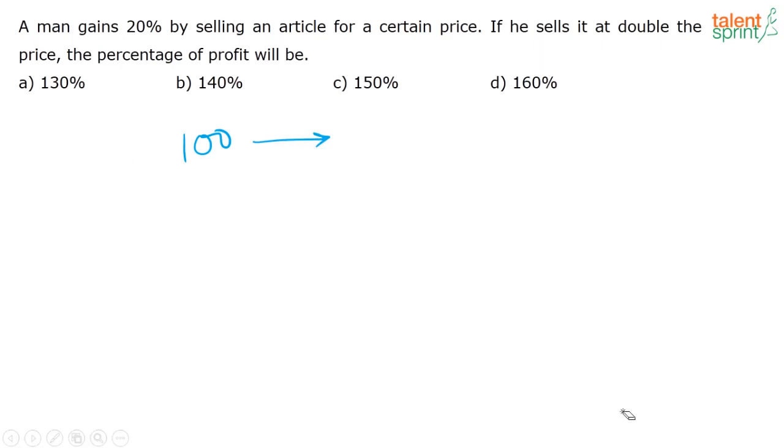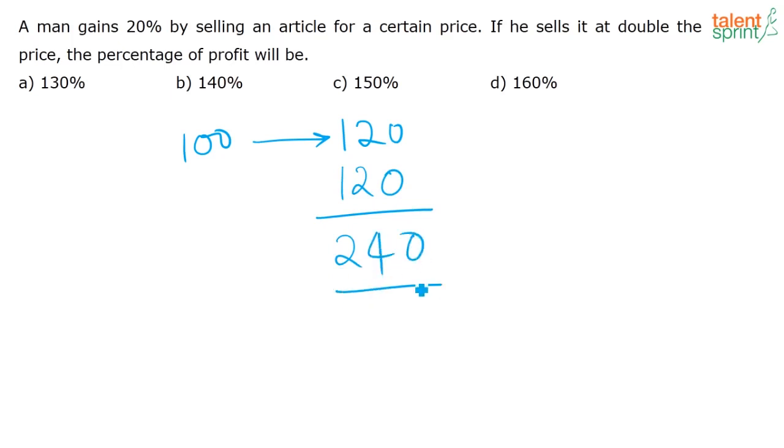He is selling it at, he gains 20%, correct? So he is selling for 120 rupees. Now if he sells it at double the price, so double the price means double of 120. What is double of 120? 120 plus 120, that is 240, correct? So if he is selling it for 240, then what would be his profit?